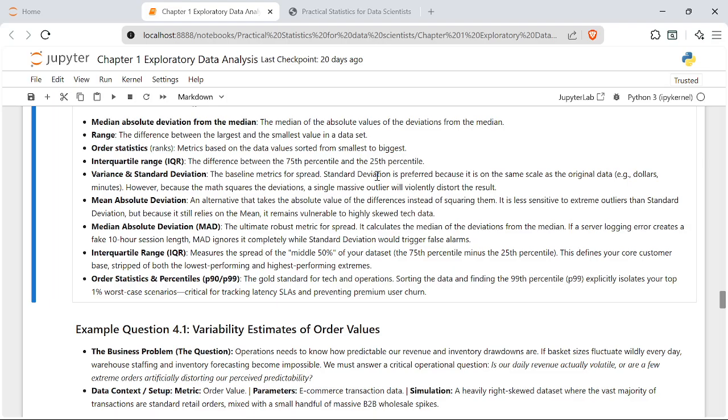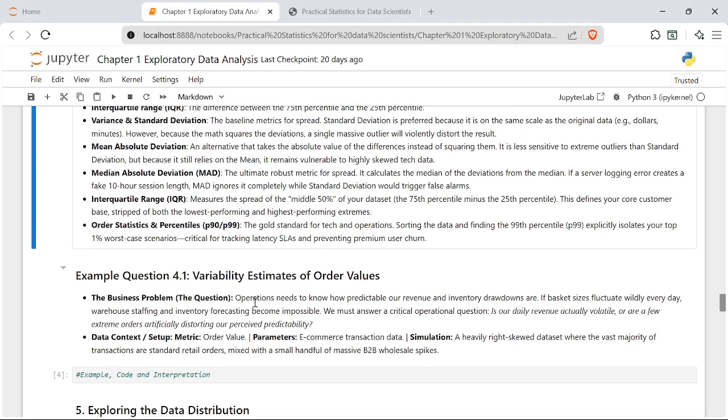Interquartile range measures the spread between the middle 50% of your dataset, 75th percentile minus 25th percentile. This defines your core customer base, stripped of both the low performing and high performing extremes. Order statistics and percentiles, the gold standard for tech and operations. Sorting the data and finding the 99th percentile explicitly isolates your top 1% worst scenarios. Critical for tracking latency SLAs and preventing premium user churn.